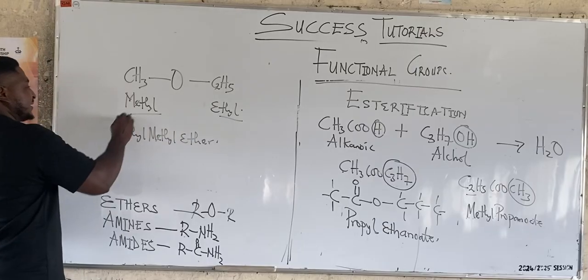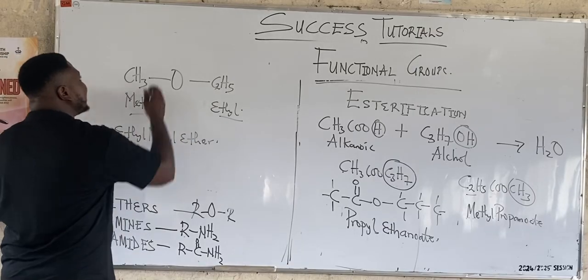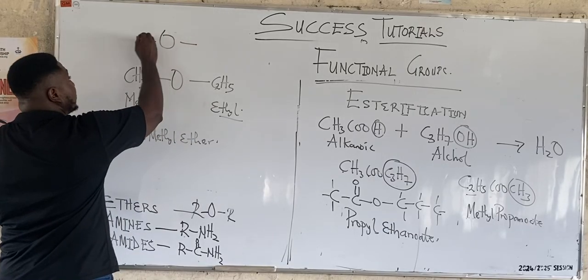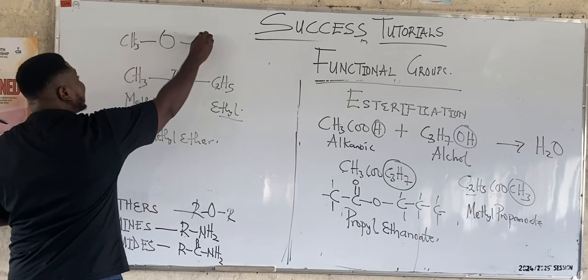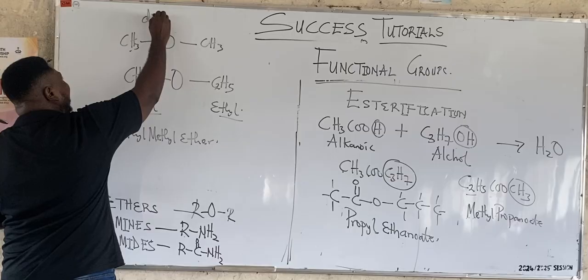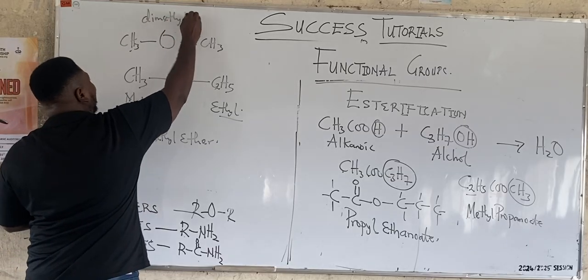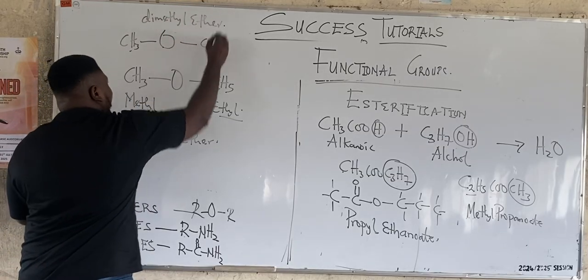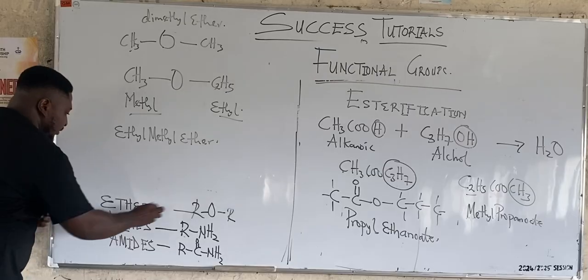Ethyl methyl ether. But class, there are some cases whereby the two alkyl groups are the same. So CH3OCH3 would be dimethyl what? Dimethyl ether.